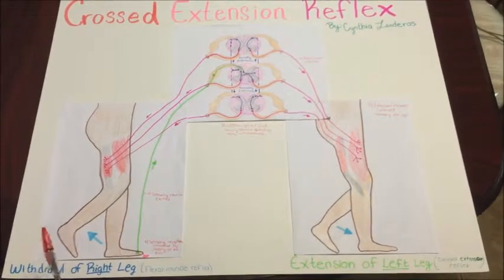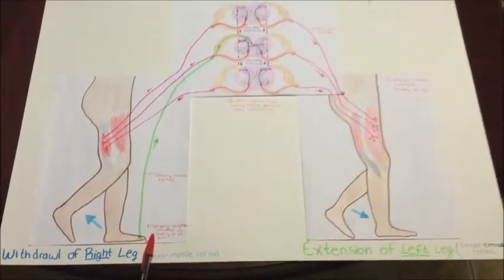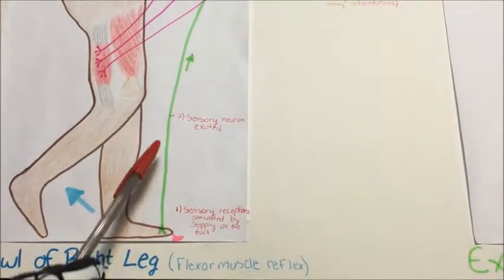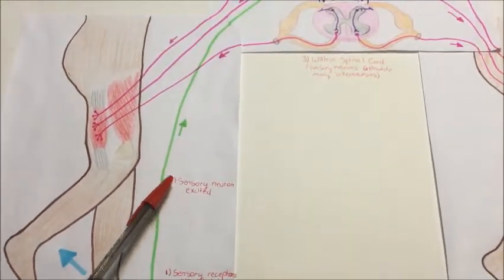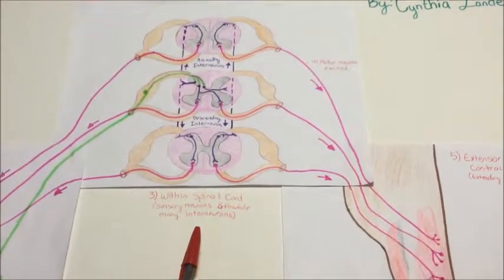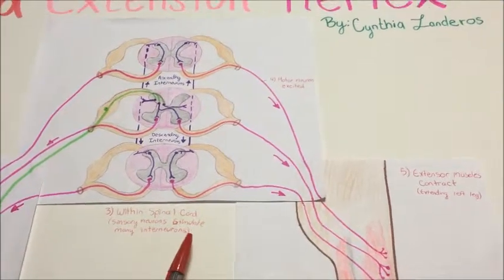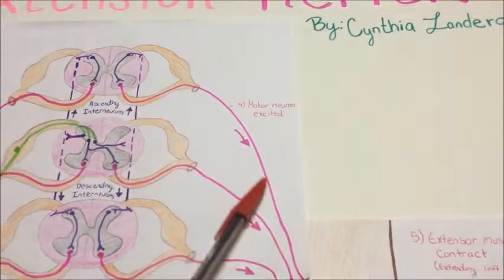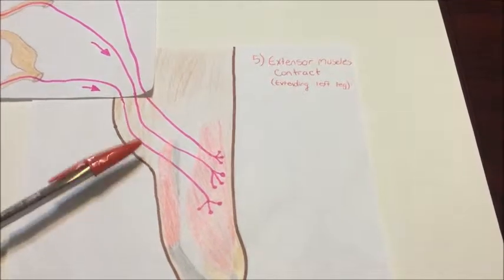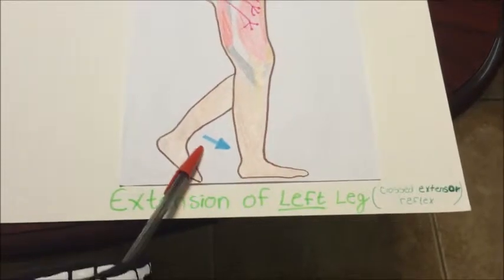As seen in the steps of the cross-extension reflex, the sensory receptors were stimulated by stepping on the tack. Then the sensory neuron was excited and went to the spinal cord. Within the spinal cord, the sensory neurons stimulated many interneurons, which synapsed with the motor neurons. Motor neurons were excited and extensor muscles contracted, extending the left leg. This helped the person maintain balance and coordination.